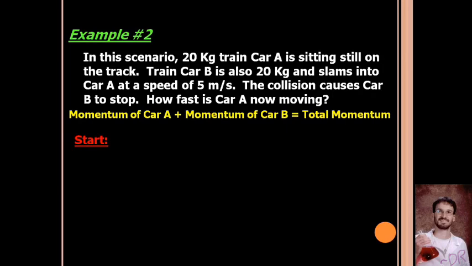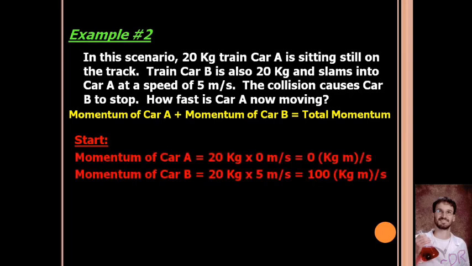So in scenario number 2, we have a 20 kilogram car again. Now it's sitting still. In this scenario, it's not moving. It's stalled out. The kids are just sitting in there. And car B, same mass, is coming up behind it at a speed of 5 meters per second. The collision causes car B to come to a stop. You've probably seen this on a pool table if you've ever shot pool. If you hit the ball just right, the cue ball will move and hit the object ball, and the object ball will take off, and the cue ball will sit right where that ball was. It's kind of a neat thing to see happen.